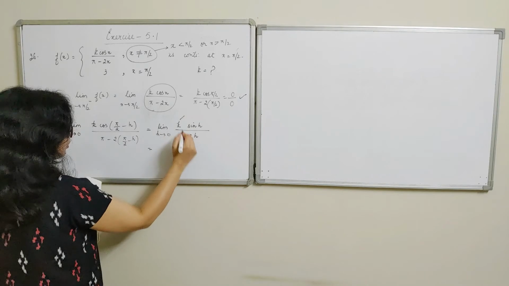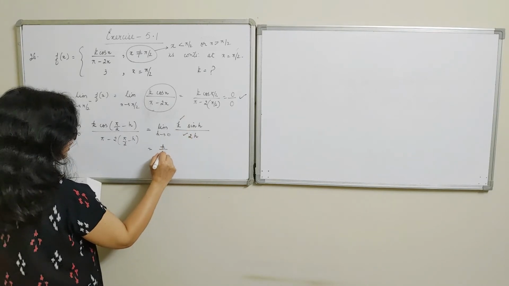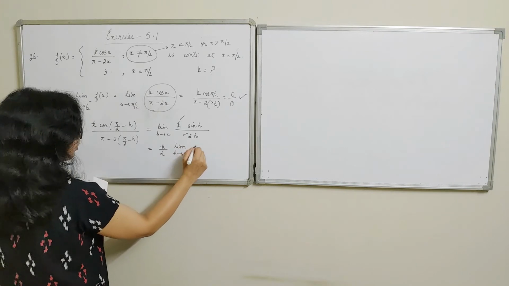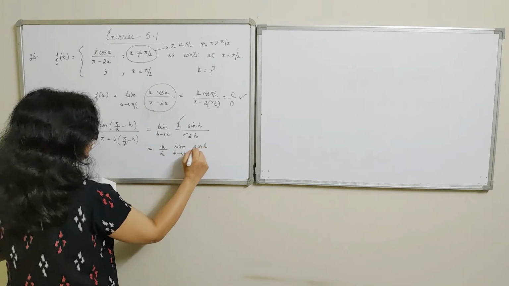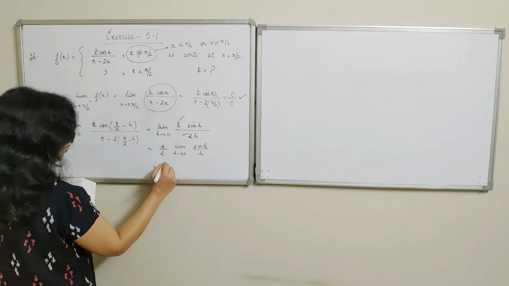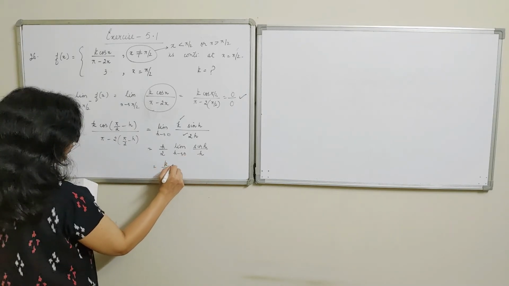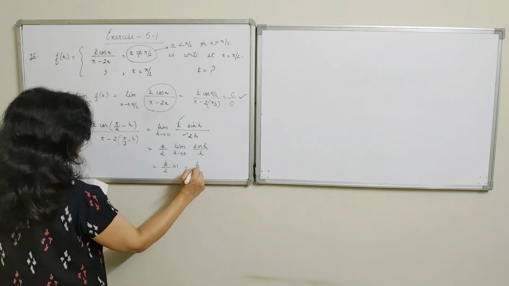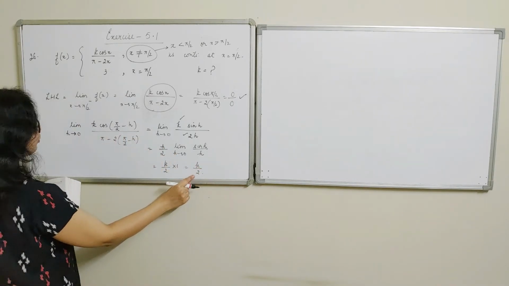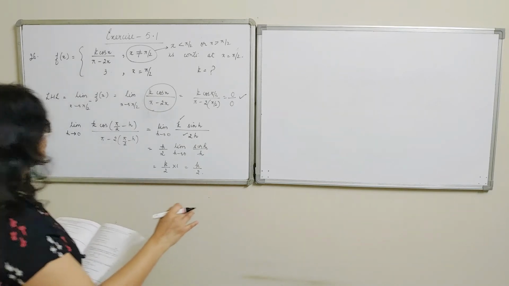So k is a constant, 2 is a constant. Here we know that the limit of sin h upon h when h tends to 0 turns out to be 1. So the LHL is coming out to be k by 2. If we find the RHL, that will also be equal to k by 2. So the limit has been found.